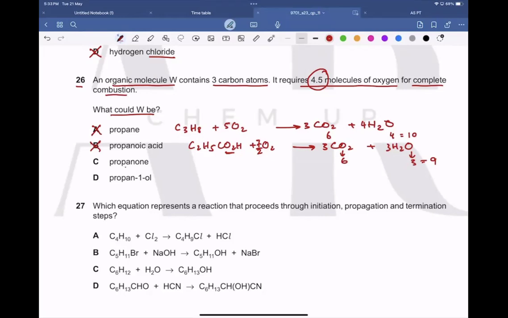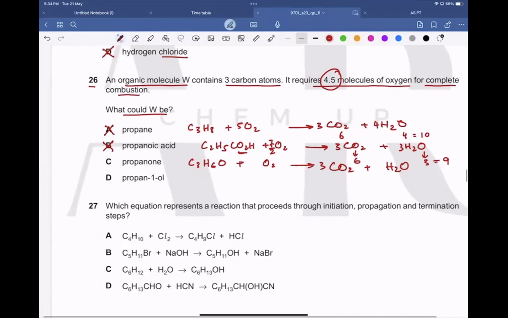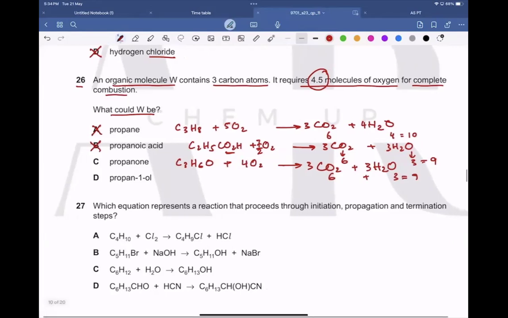Okay. Now propanol. Propanol is C3H6O. So when I react with the oxygen, carbon dioxide is formed and water is formed. 3 carbon dioxide, 3 water. So 6 plus 3 makes it 9 total oxygen, and 1 is there. So 8 is left, so I'm going to put 4. So I need 4 for propanol.